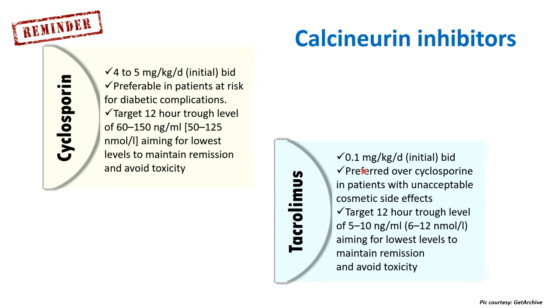Tacrolimus is started at a dose of 0.1 mg per kg per day, initially BID. It is preferred over cyclosporin in patients with unacceptable cosmetic side effects. The target 12-hour trough level is 5 to 10 nanogram per ml or 6 to 12 nanomole per liter, aiming for lowest levels to maintain remission and avoiding toxicity.